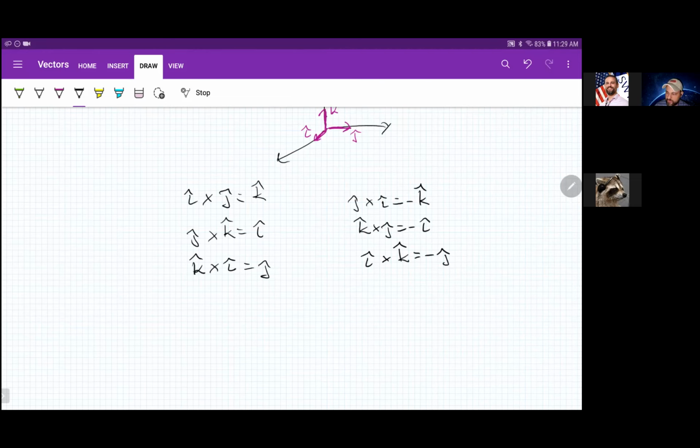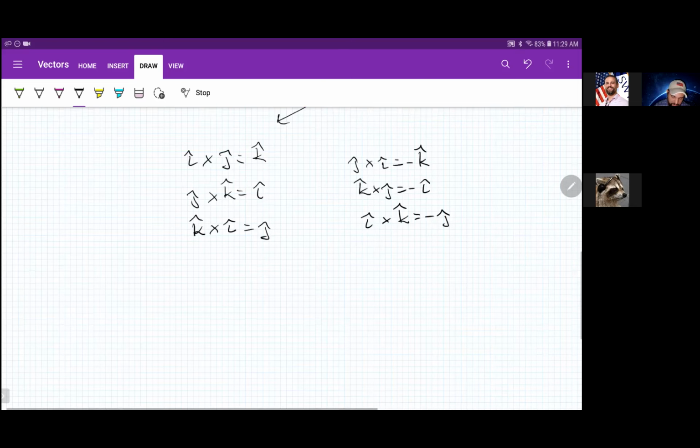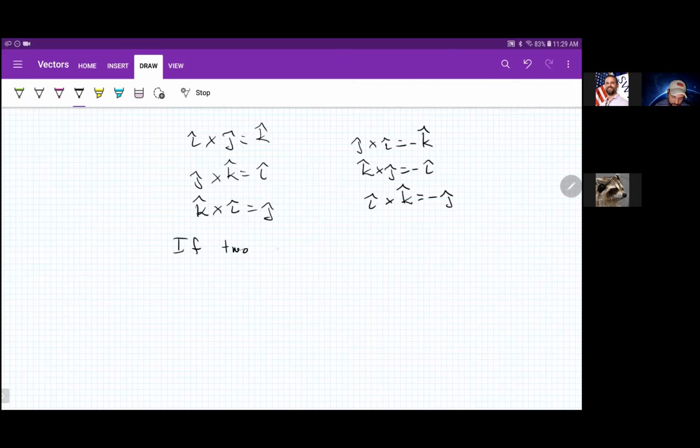The other thing that this tells us is if two vectors are perpendicular, then the magnitude of the cross product is always going to be 1. Okay.